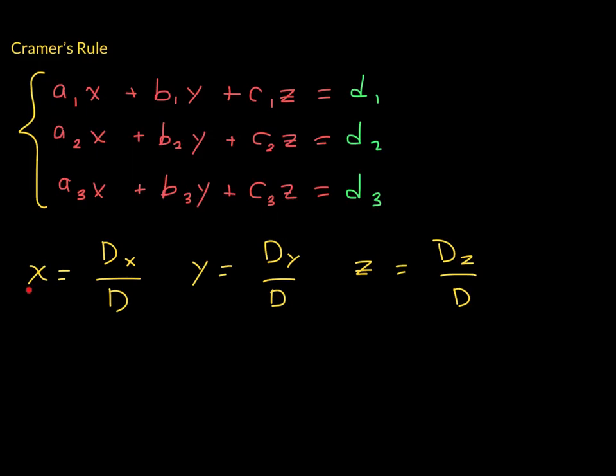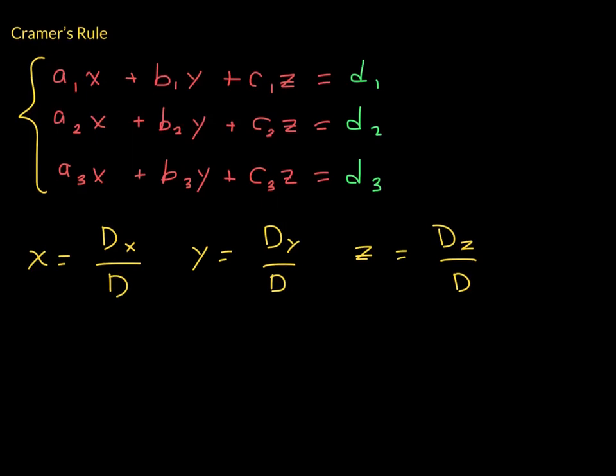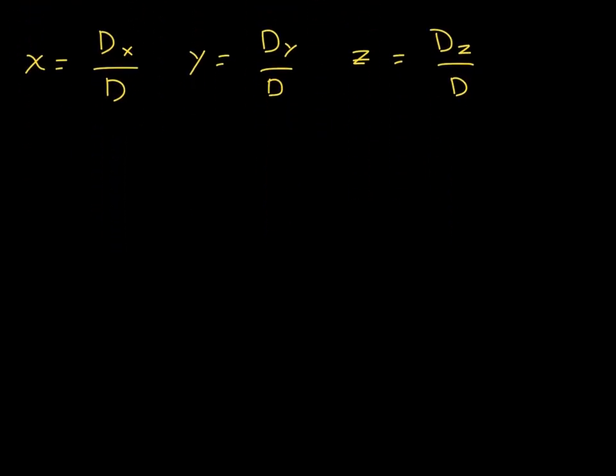X is found by taking the quotient of this determinant called d sub x by this determinant called d. Y is found by finding the quotient of these 2 determinants, d sub y and d. And z is found by finding the quotient of these 2 determinants, d sub z and d. So what I want to teach you now is how to find d, how to find d sub x, how to find d sub y, and how to find d sub z. So let me scroll down a little bit and tell you what each of these are.